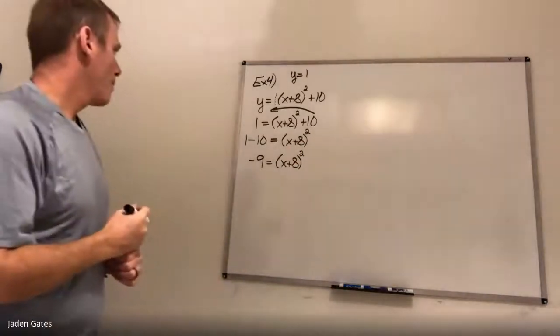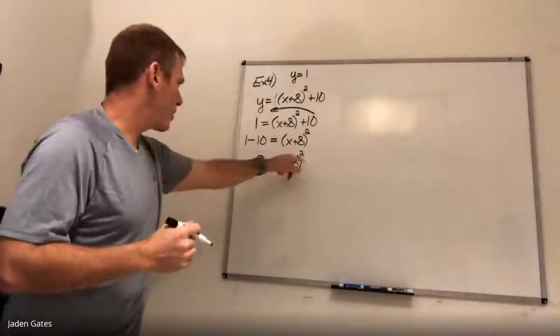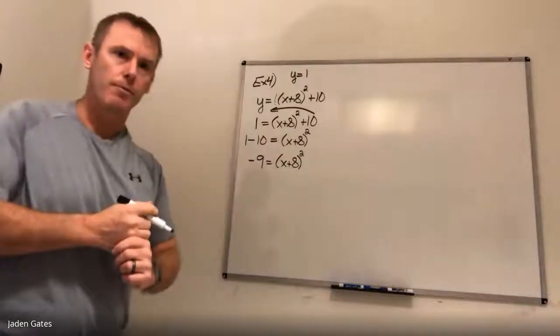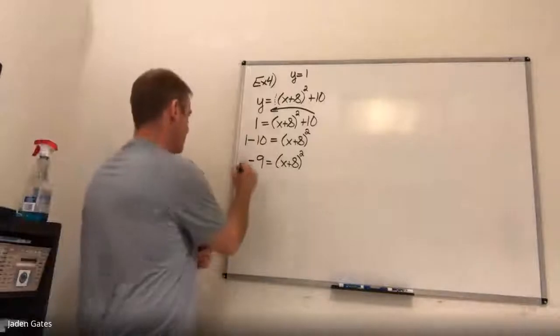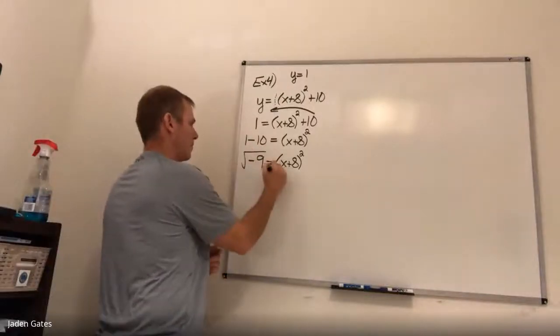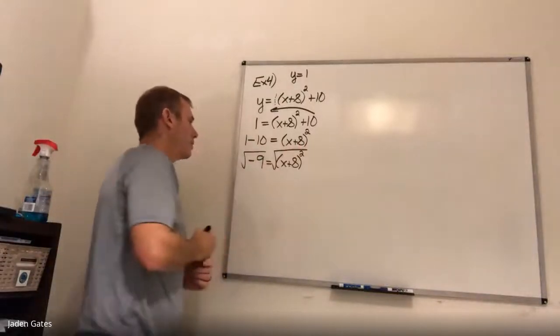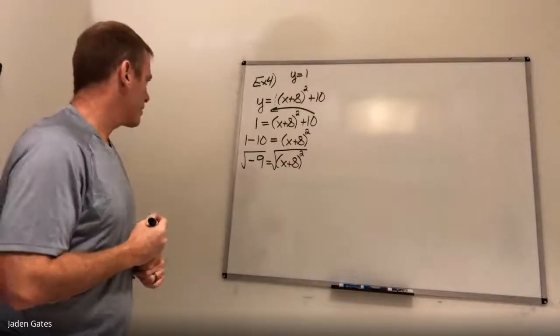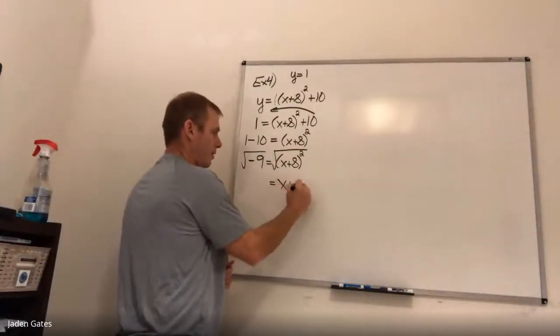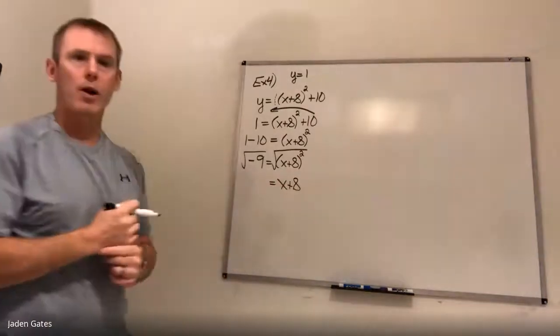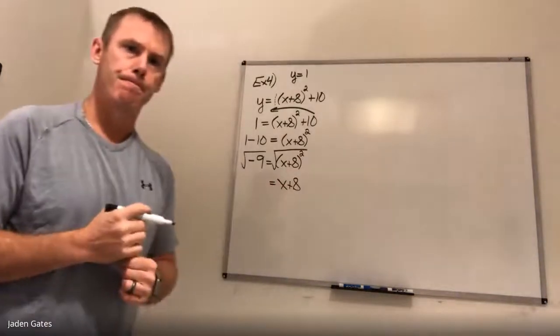All right, now, I can't move the 8 over, right? Again, it's trapped in the brackets, and there's an exponent there, but I can get rid of the little 2 by square rooting both sides. All right, and so when I square root (x plus 8) squared, well, that's just x plus 8. And then I try to square root negative 9.